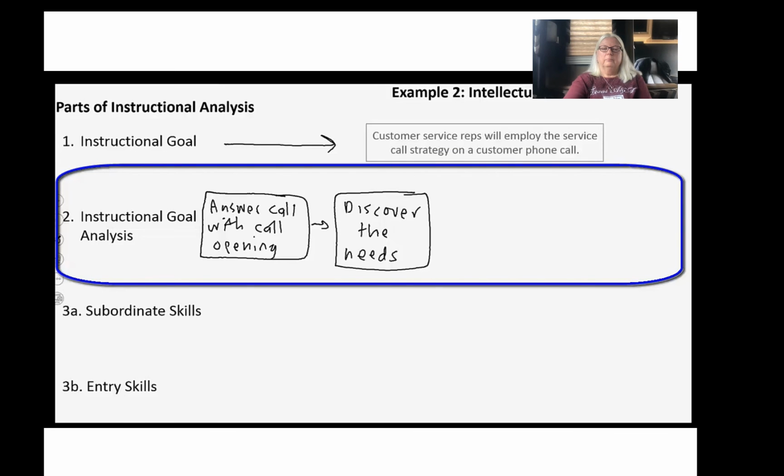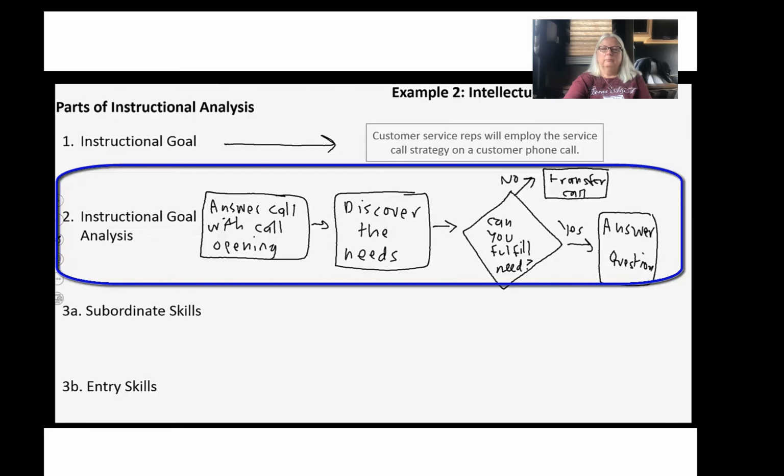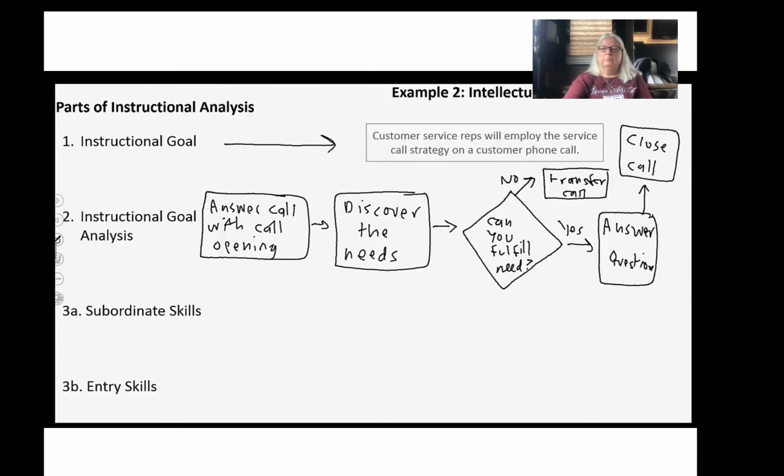So after they figure out what the needs of the customer are, the next step is they have to make a decision. They need to discover whether or not they can fulfill the need of the customer. So I'm going to say, can you fulfill the need? That's our yes or no decision here. If no, then they probably need to transfer the call to somebody who can actually help the customer. But if it's a yes, then we can say, answer their question. Once they answer the question, the next step is to close the call. That's our final step. So this is my draft of our instructional goal analysis.